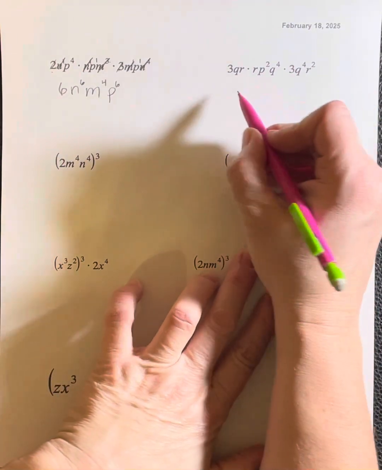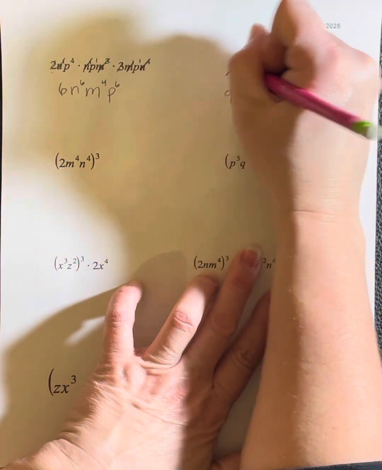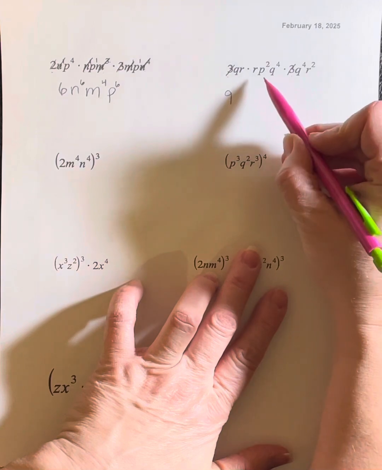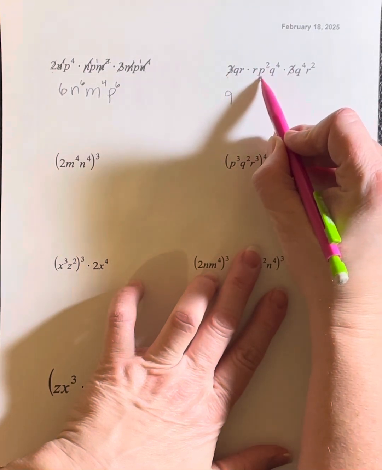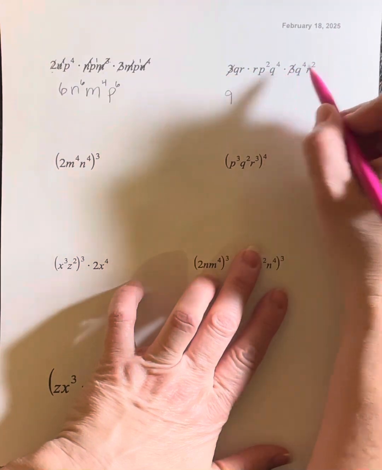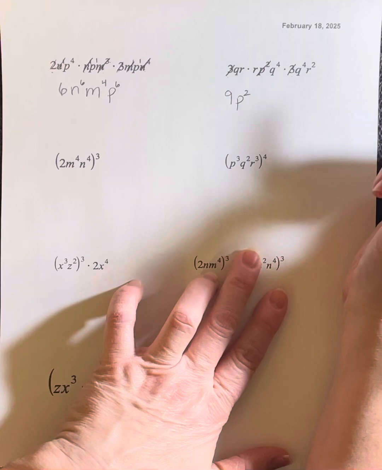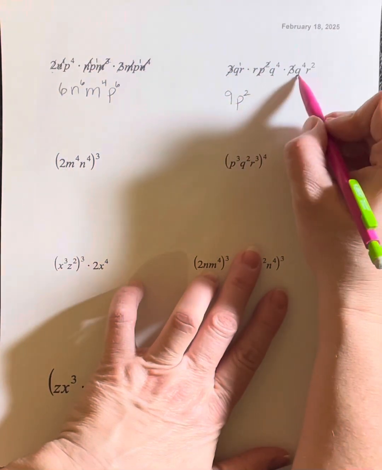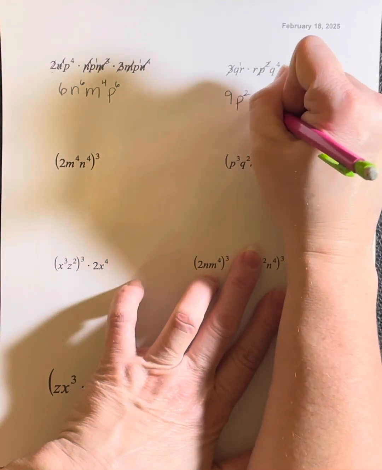All right, next one. 3 times 3 is 9. Used. I've got a P, a Q, and an R. So let's look at my P's. I have this P squared, and that's the only one. Okay, that was easy. Q. Q to the first, Q to the fourth, Q to the fourth. So 1 plus 4 plus 4 is 9.